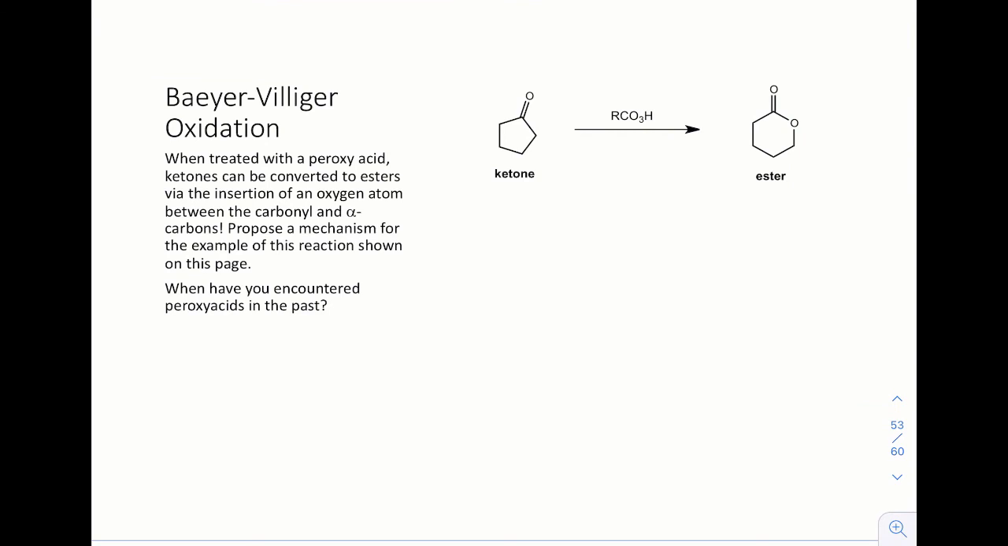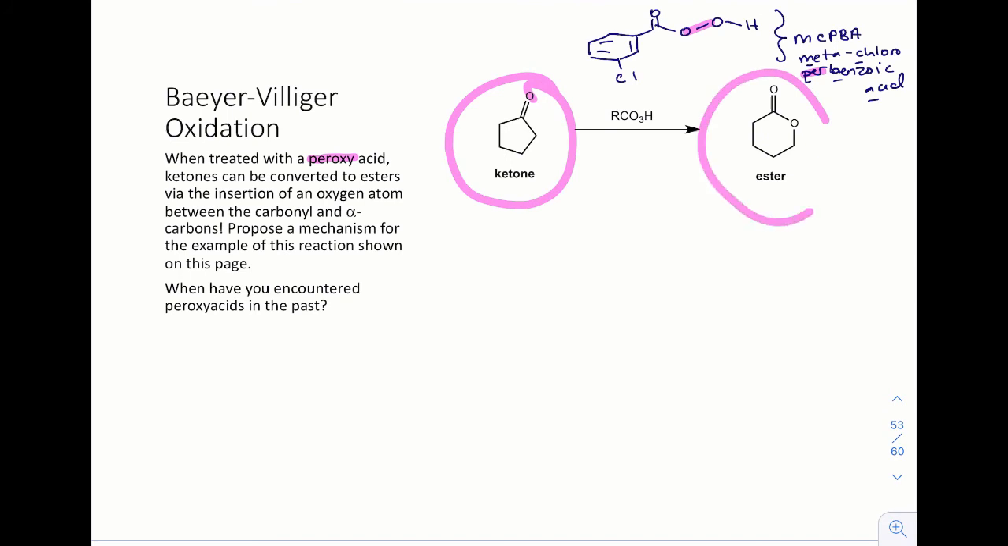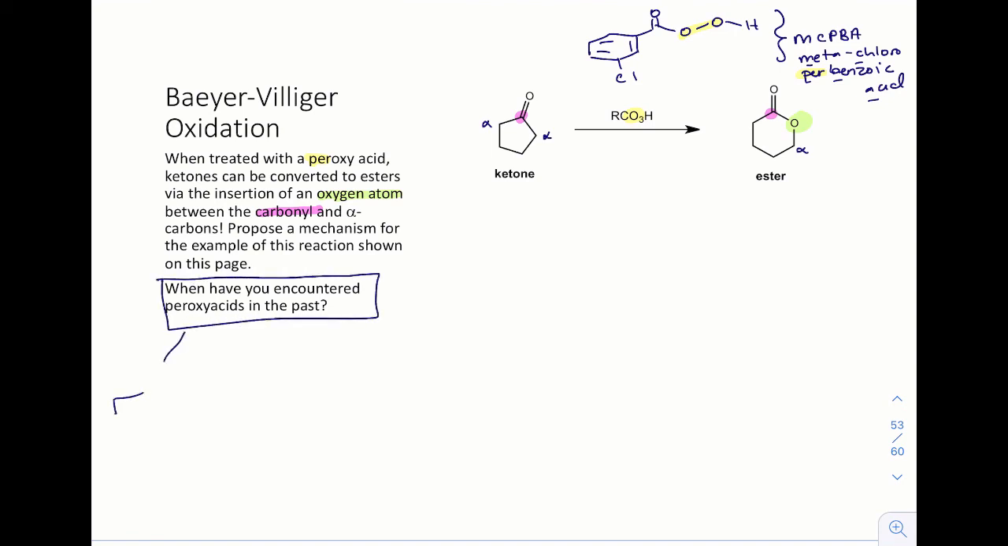When treated with a peroxy acid, such as MCPBA, ketones can be converted to esters via insertion of an oxygen atom between the carbonyl carbon and an alpha carbon. We will propose a mechanism for the example of this reaction that is shown on this page, and then we will consider, when have you encountered peracids in the past? Let's consider this question first. Who remembers when they've seen an MCPBA previously? Yes, and the conversion of alkenes to epoxides.